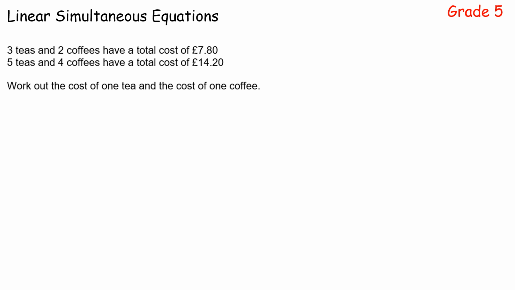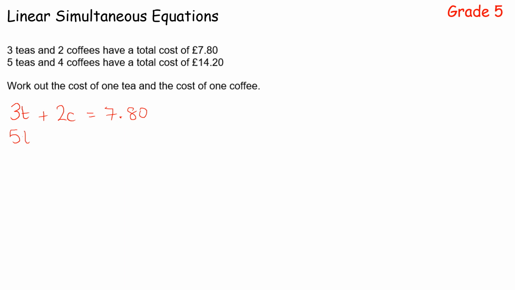Okay, here is another question, which is a simultaneous equations question in disguise. So here I have a worded problem, so I need to form the simultaneous equations myself. So I'm going to use T to stand for teas and C to stand for coffees. So let's write out our simultaneous equation. So 3T plus 2 coffees, 2C, equals £7.80.